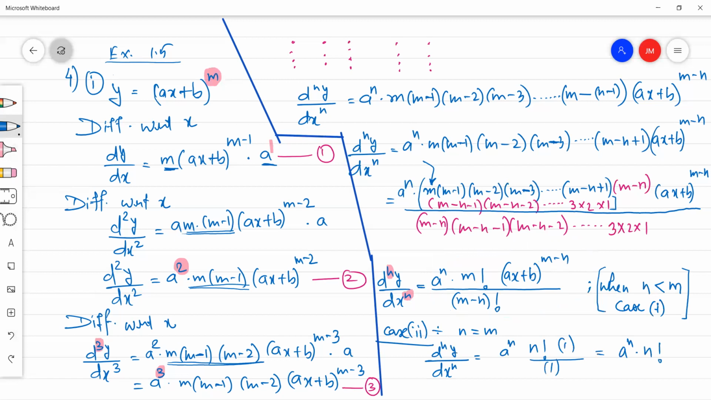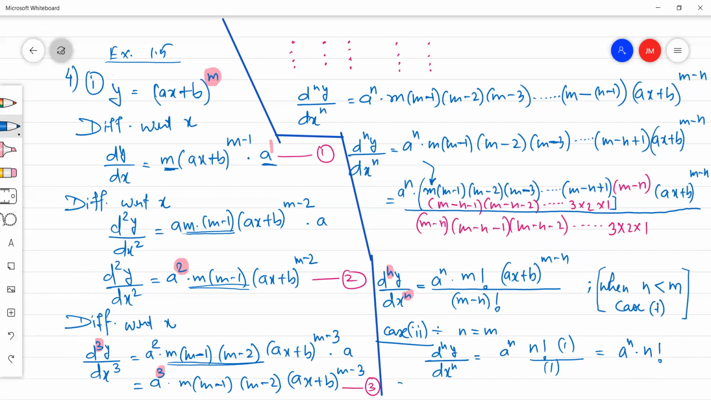This is case 2. And see, the nth order derivative you are getting is a constant. There is no x in this. You are differentiating with respect to x. So this is a constant. So when you differentiate once more, the answer will be 0.